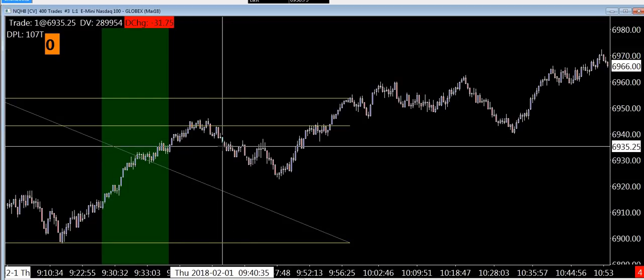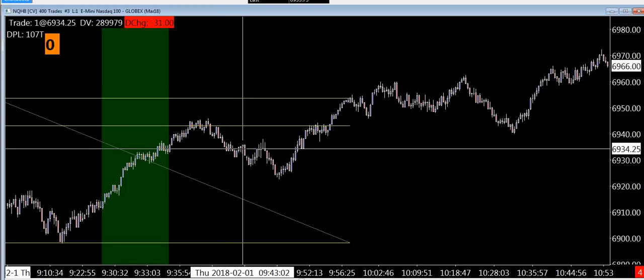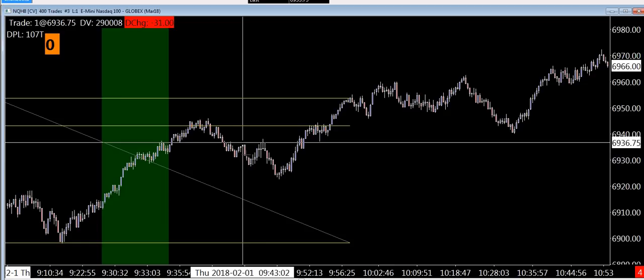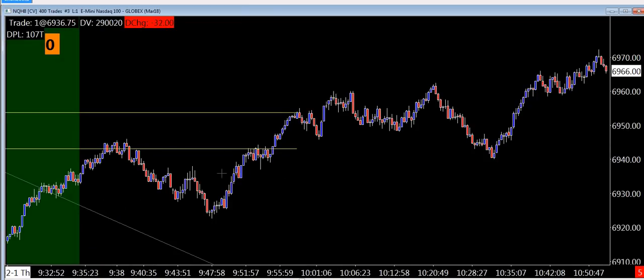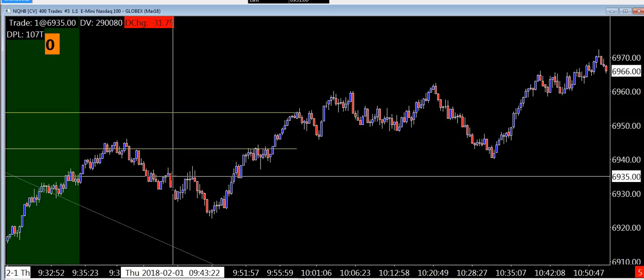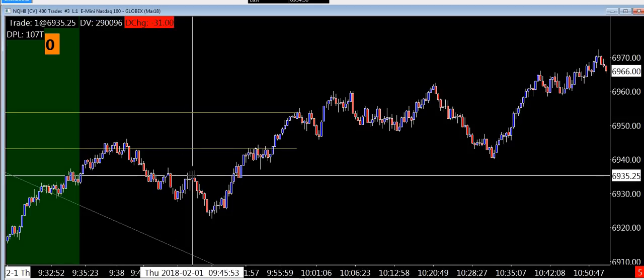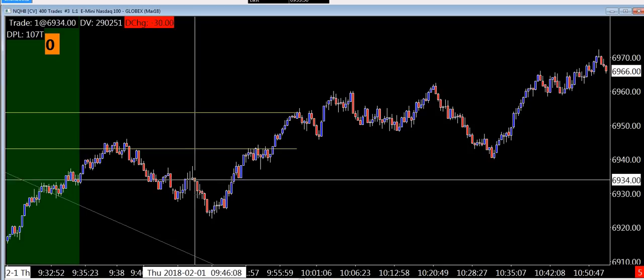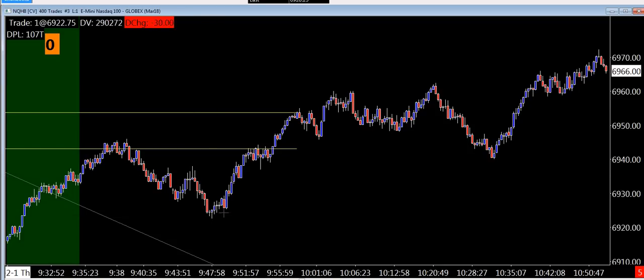Here's a nice little pullback right over here. 35. See, when you see a candlestick like this, what do they call that? A pin bar, and it's followed by a thrust bar. Good place for a setup. So you get in at 35, and the high was 37 and a quarter, and down she goes for large amounts.